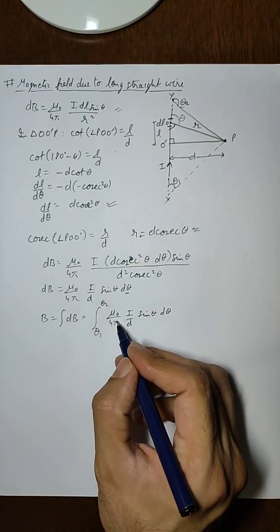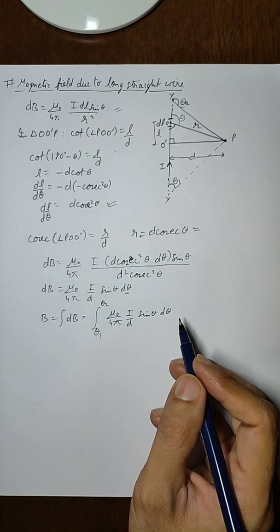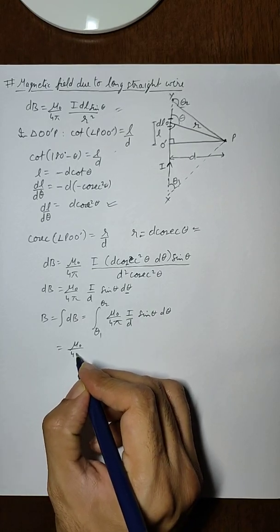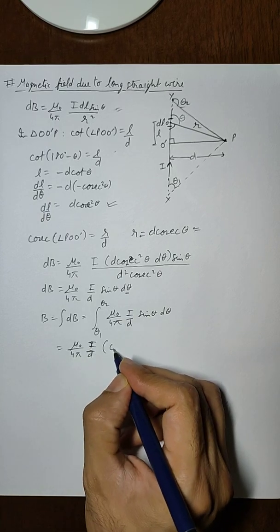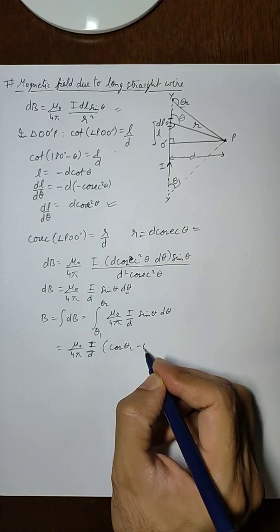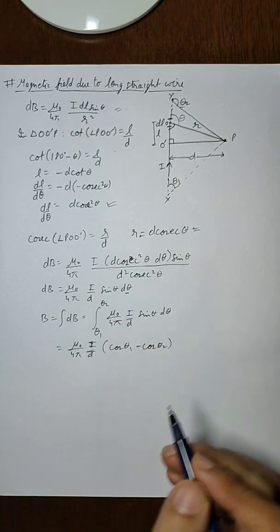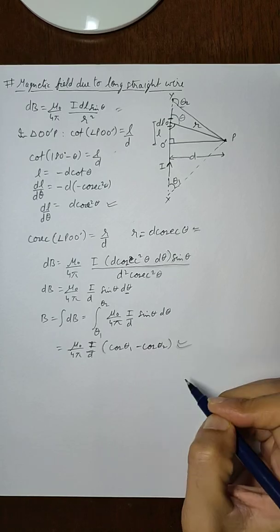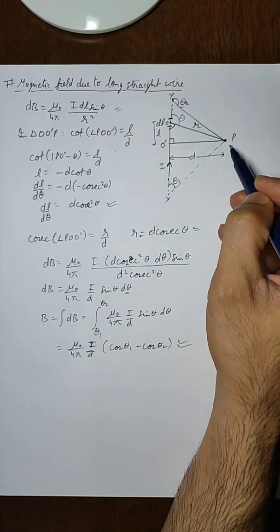Mu naught I upon 4 pi d is treated as constant, and the integration of sine is minus cos. If we simplify this, I am writing it directly here, you can solve this yourself. We will get cos theta 1 minus cos theta 2, because the integration of sine is minus cos theta. So this is one form of Biot-Savart's law, in which we are finding the magnetic field at point P due to this.